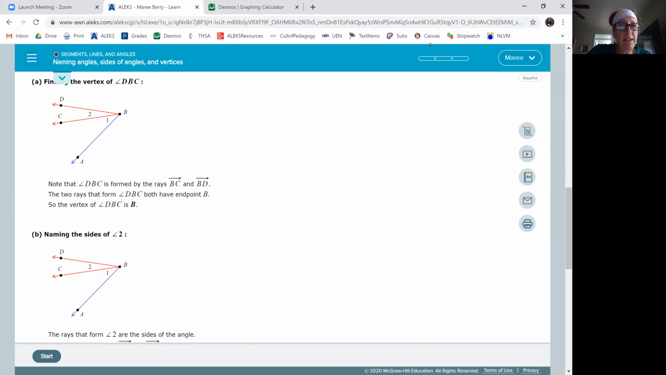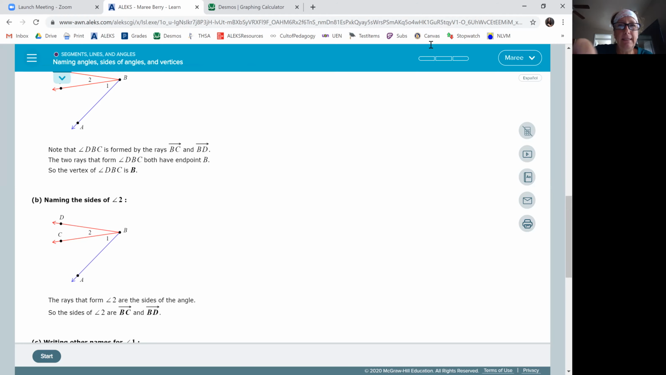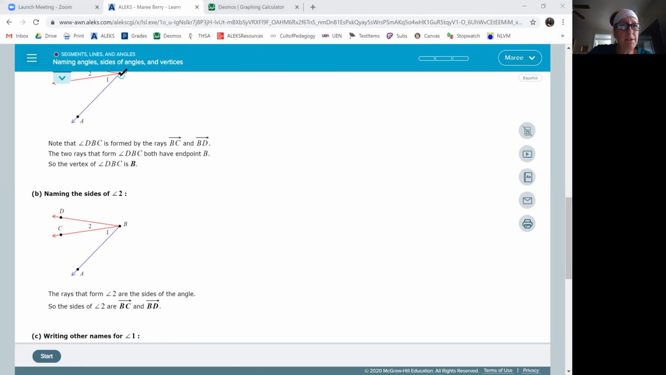Okay, so let's come down here and see. The vertex is the endpoint here. We'll go ahead and mark that. That was the vertex. The two sides of angle 2 are going to be BD. You have to do it in the right order. Because it's a ray, you want to start from the vertex and go toward the arrow. So ray BD is one of the names of the sides, and BC. You want to put it with the little ray above it.